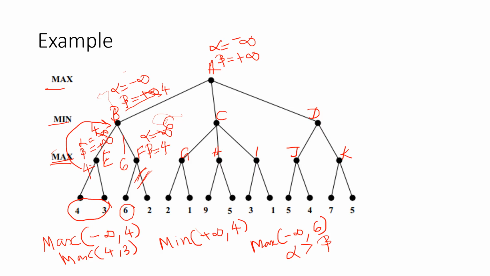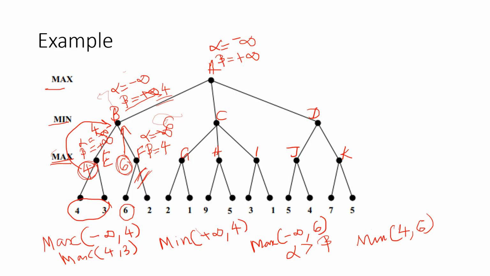So this 6 is going upwards. B is a min node, so the beta value will be compared. Min of beta value, which is actually 4, and the min max value 6. Which one is minimum? 4. So there is no change. Then you can see here F has value 6 and E has value 4.